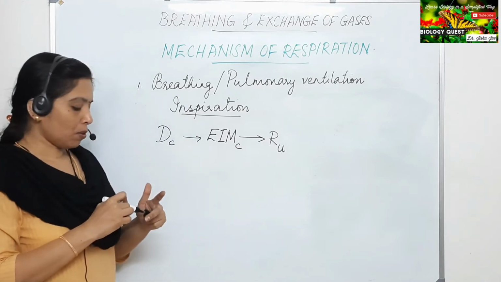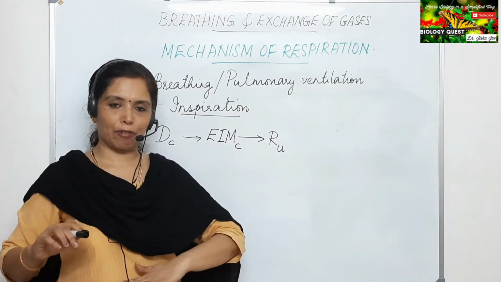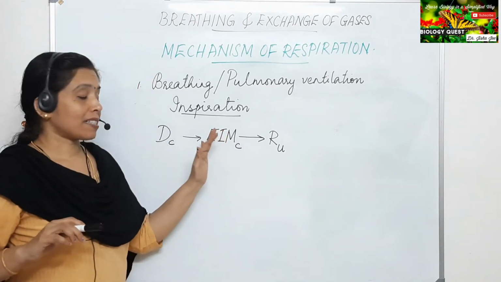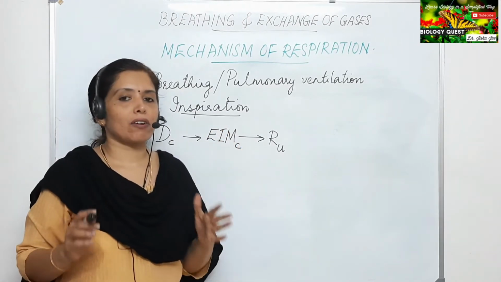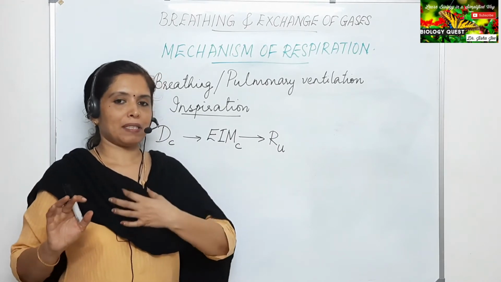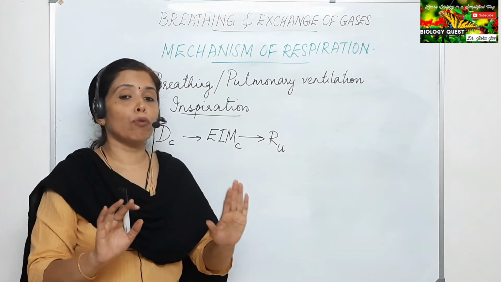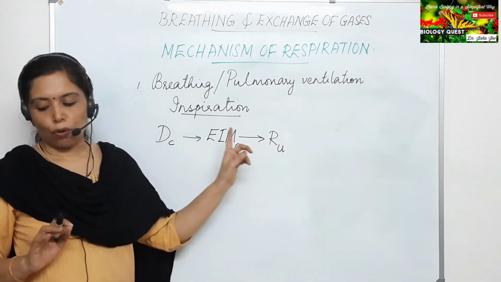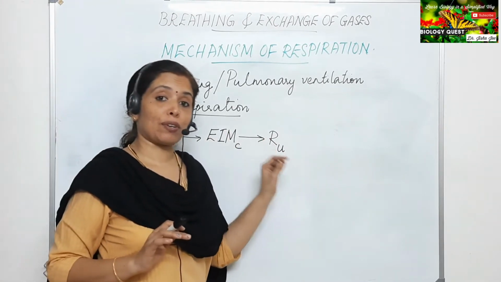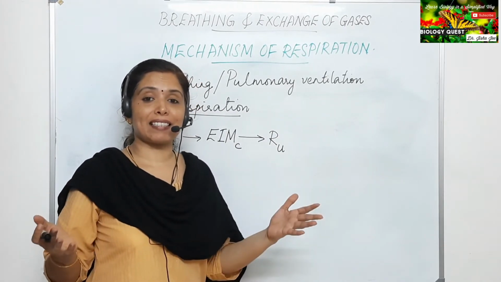So the diaphragm contracts, which means the diaphragm flattens. The external intercostal muscles contract, and the ribs and the sternum move upwards. The sternum is that flat bone at the center. So what will happen naturally to the thoracic cavity? The thoracic cavity will increase in size.